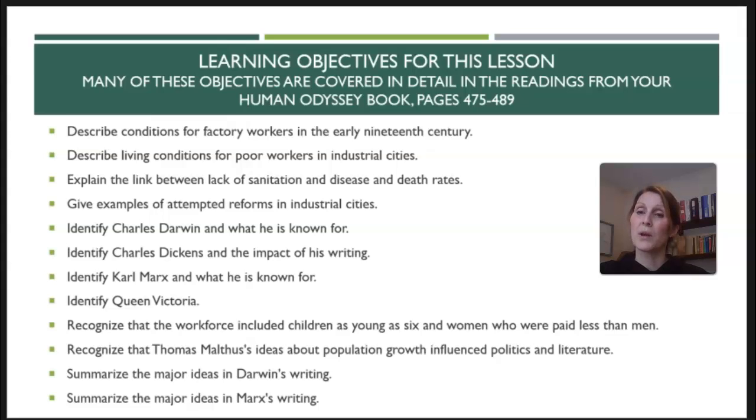Identify Charles Darwin and what he is known for. Identify Charles Dickens and the impact of his writing. Identify Karl Marx and what he is known for. Identify Queen Victoria. Recognize that the workforce included children as young as 6 and women who were paid less than men. Recognize that Thomas Malthus's ideas about population growth influenced politics and literature. Summarize the major ideas in Darwin's writing, and summarize the major ideas in Marx's writing.